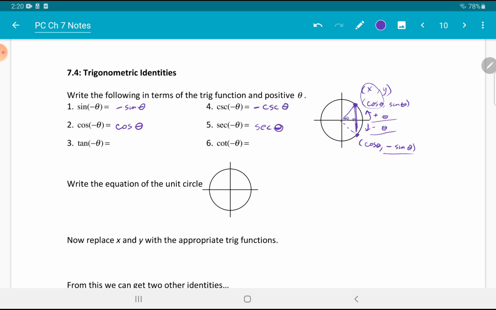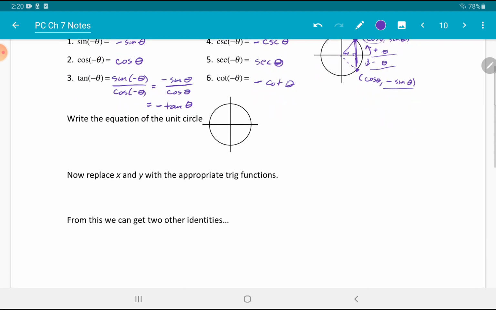Number 3, we know that tangent of negative theta is really the same as sine of negative theta over cosine of negative theta. So if you establish that sine is an odd function and cosine is an even function, then we know that odd over even will become an odd function still. So this still gives us a negative tangent of theta. So tangent is an odd function, and so is its reciprocal.